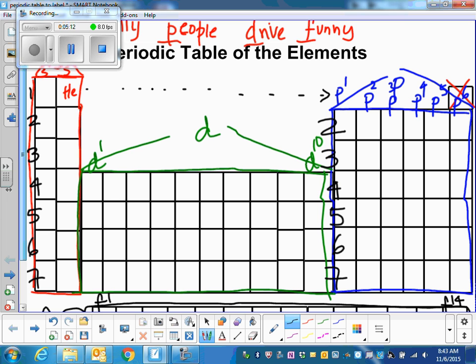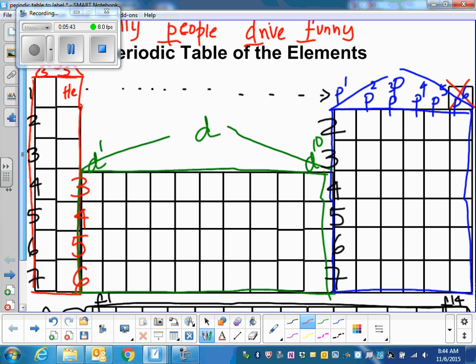Everybody good with numbering? So here is the pattern. S starts at 1, P starts at 2. Where do you think D will start? 3. S at 1, P at 2, D at 3. But it's very important to recognize this. This is 3, 4, 5, 6. Okay? Here is where I would like you to notice.